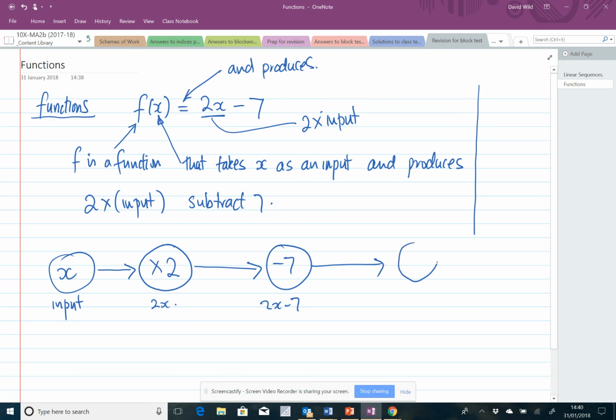Okay, and quite often our output is called y. Sometimes it might be called f of x. Okay, so that's what we've got here, f of x. And this is of course our output.